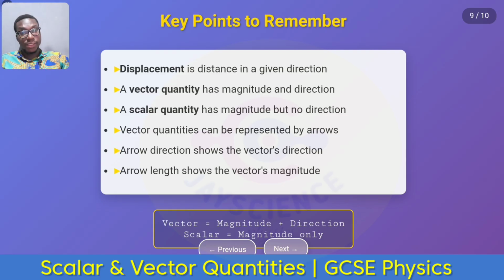Basic things we need to remember. Number one, displacement is distance in a given direction. A vector quantity has both magnitude and direction. Scalar quantities have just magnitude, no direction. And then vector quantities can be represented by arrows. The size of the arrow shows the size of the vector. The direction of the arrow shows the direction of the vector. And remember, we do not talk about direction for scalars.